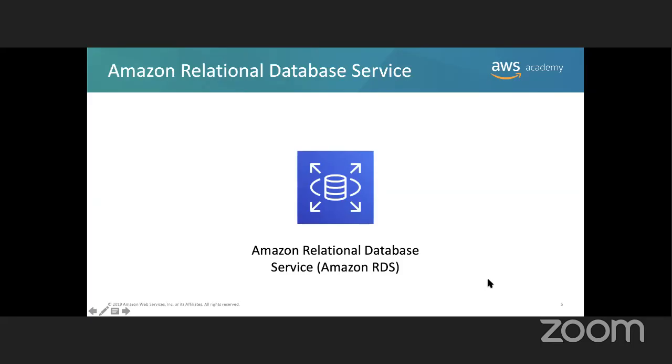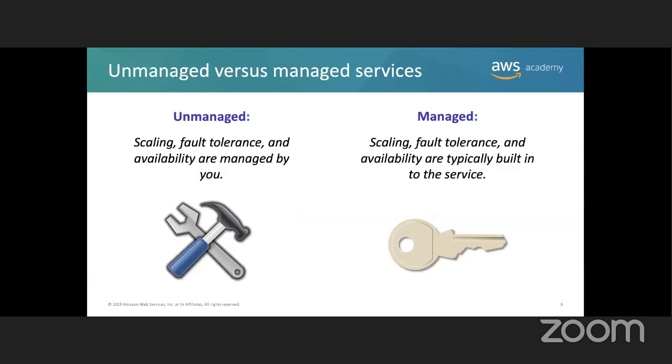Okay, so RDS is a managed service that AWS has. Okay, so something that we have to understand before we study any service is that there are services that are not managed, and then there are services that are managed. If it is not managed, scaling, fault tolerance, and availability are managed by you. Okay, which is difficult and it takes time and a lot of work. Right? If it is managed, then it is done. It is built in the service.